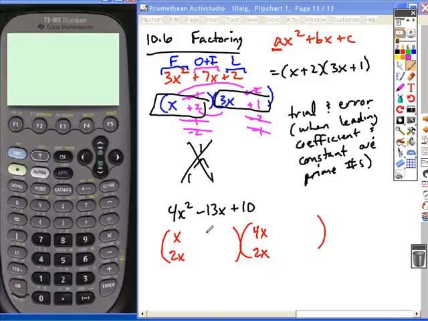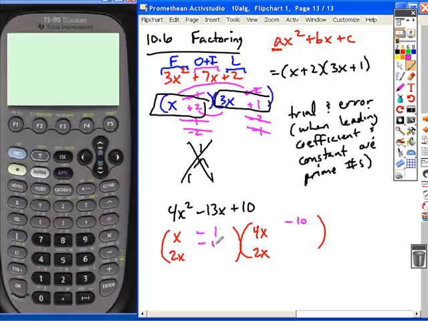You have, again, the product is positive, so the signs are the same. They're either both positive or both negative. The sum of your outer plus inner products is negative. So do we even need to consider the positives? No. So I'm going to write those second, but you get negative 1 and negative 10, the other order, negative 10 and negative 1. You have negative 2 and negative 5, negative 5 and negative 2.